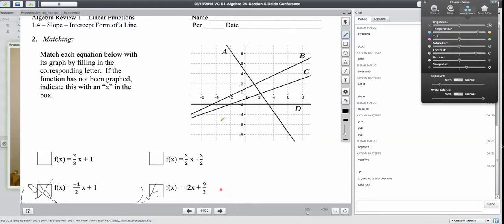And 9 halves. Okay, is this intercept 9 halves? It could be. 9 halves is 9 divided by 2, which is, all right, what is 8 divided by 2? That's 4. So that's 4.5. So does this cross at about 4.5? Would you say that's true? Say yes, no, good, yes.